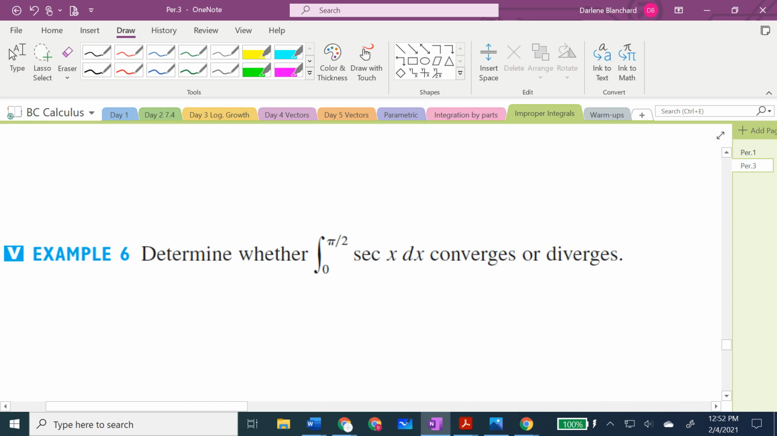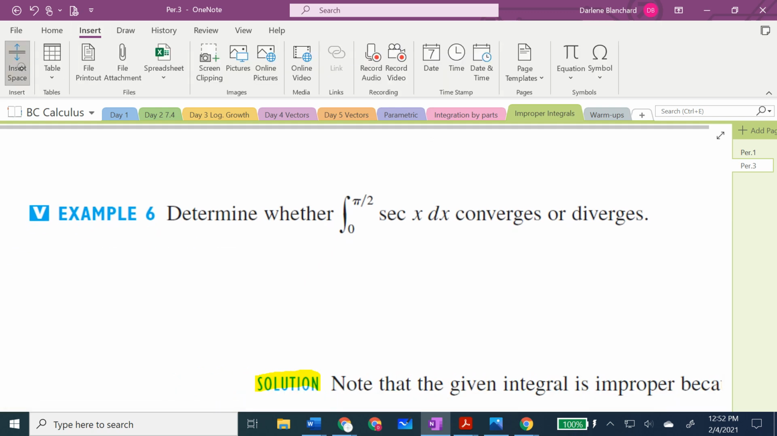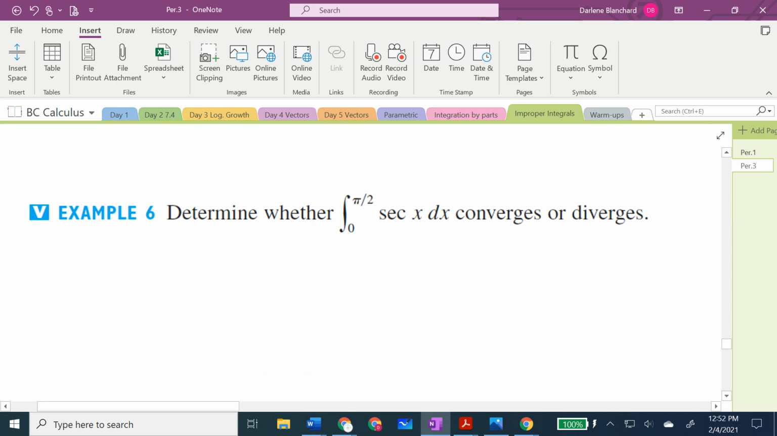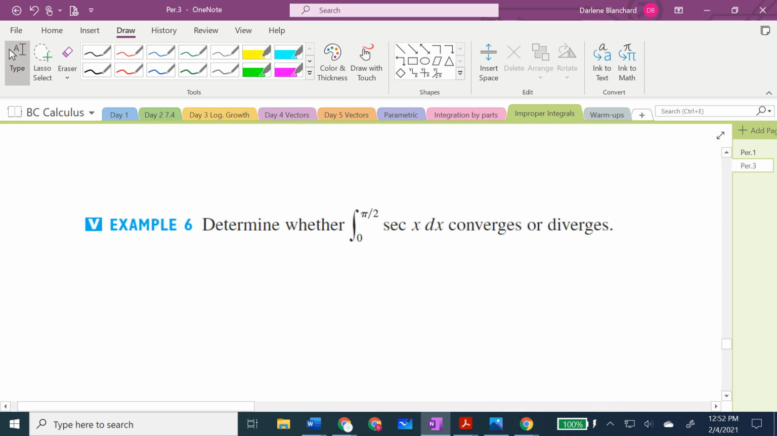When it comes to your trig functions, you need to be aware of where they have asymptotes.